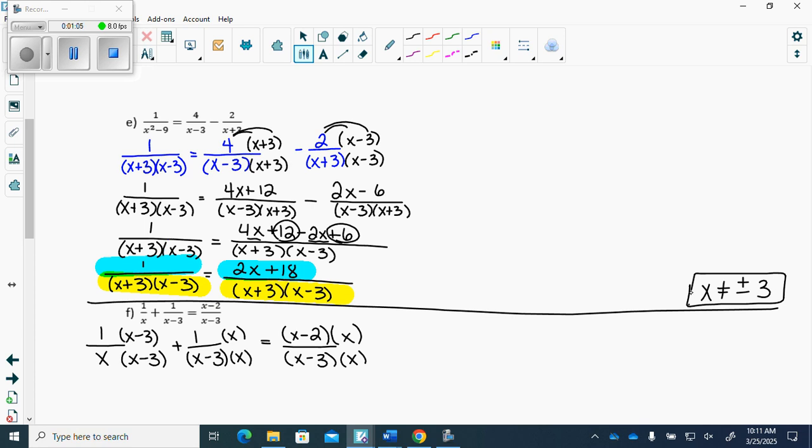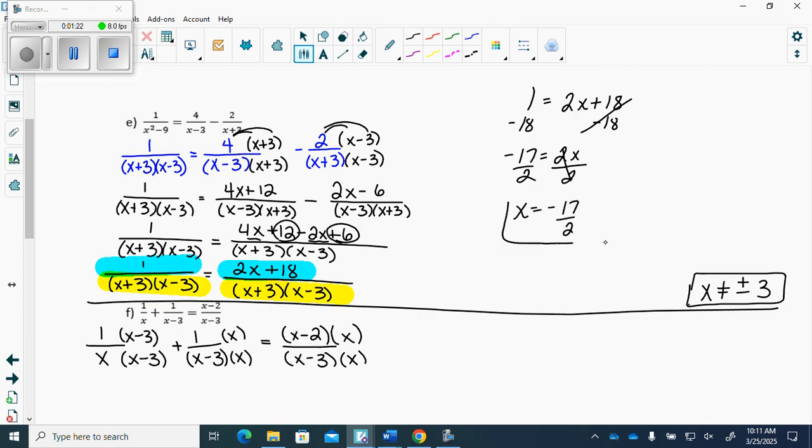All right. So we have 1 equals 2x plus 18. Subtract 18 because it's linear. Negative 17 equals 2x. Divide by 2. x equals negative 17 over 2. And then we follow behind with x can't equal plus or minus 3, which it doesn't, so we're good. Okay?